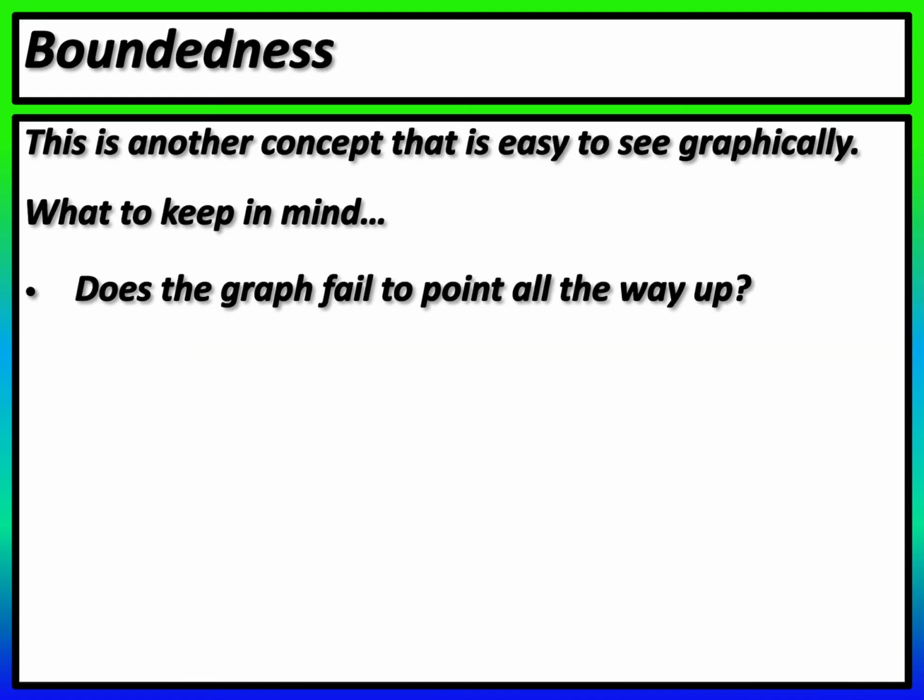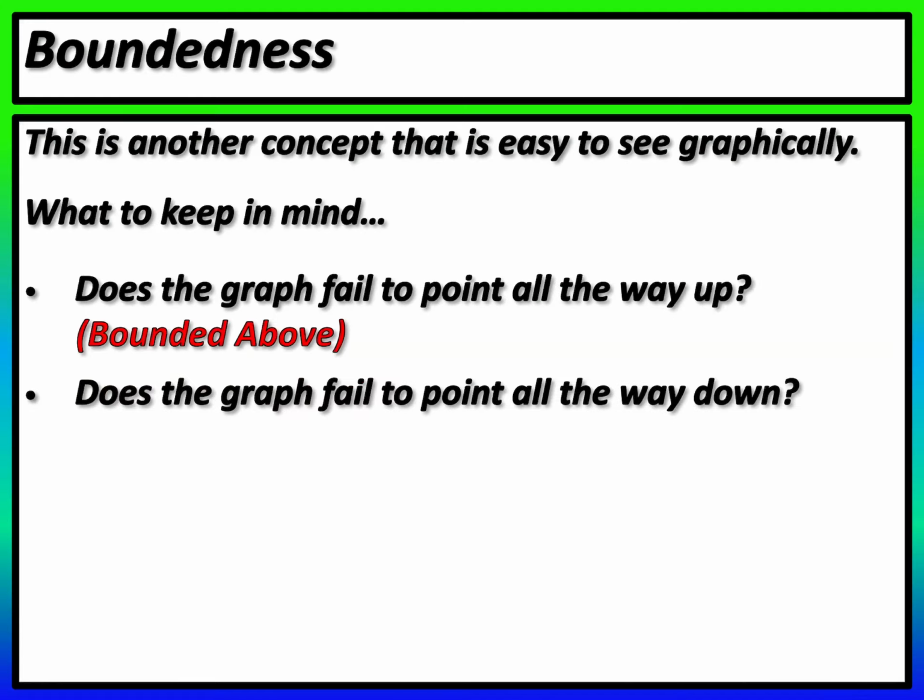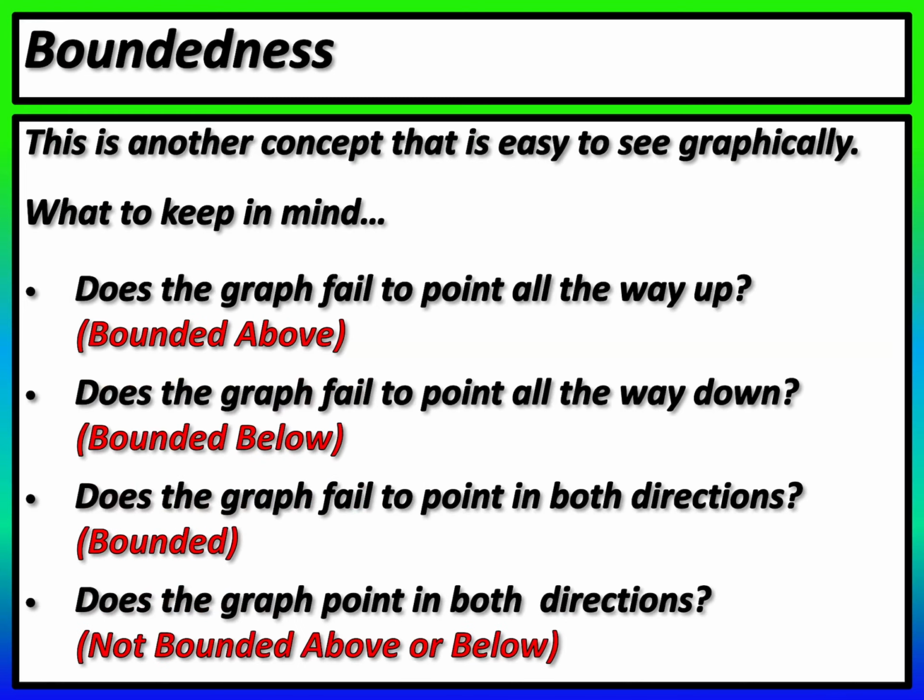The first thing that we're going to talk about is boundedness. So this is something that we look at graphically. Okay, and we want to see the limitations on the graph. So does the graph fail to point all the way up, meaning can it not extend upwards? Well, then that means that it's bounded above. Okay, is the graph stopped from extending all the way down? That would mean it's bounded below.